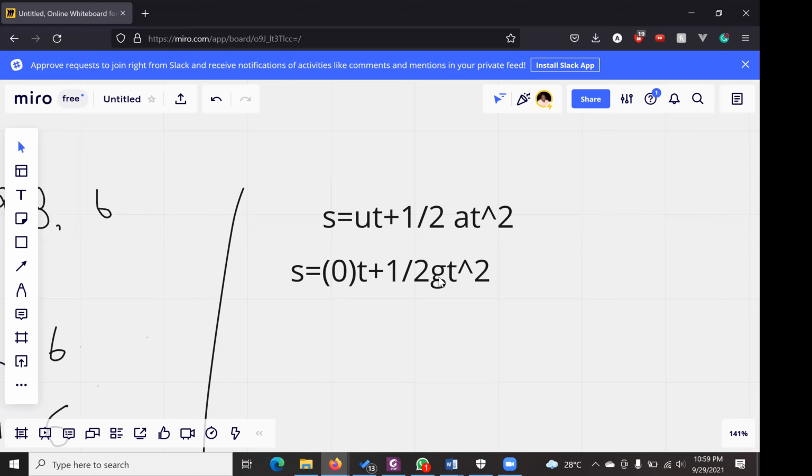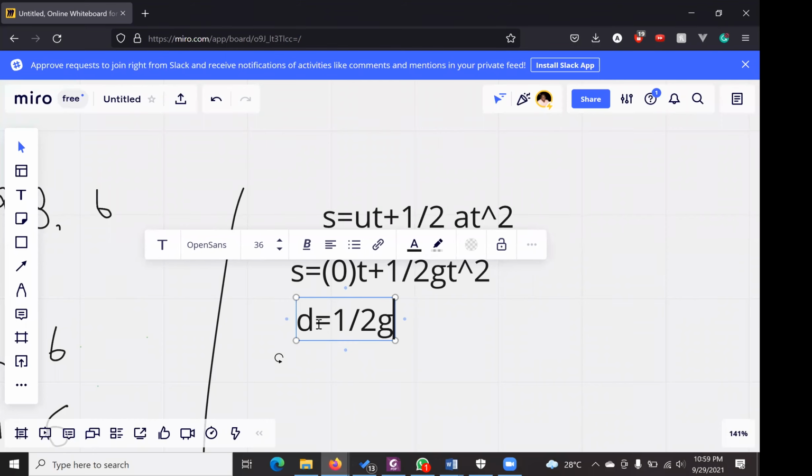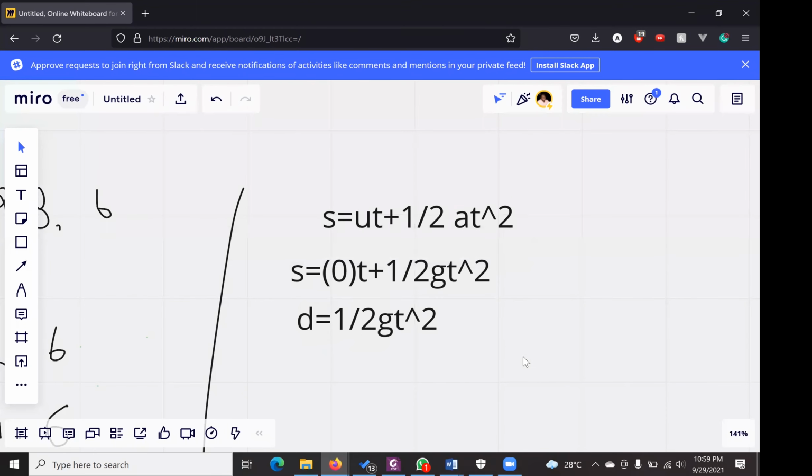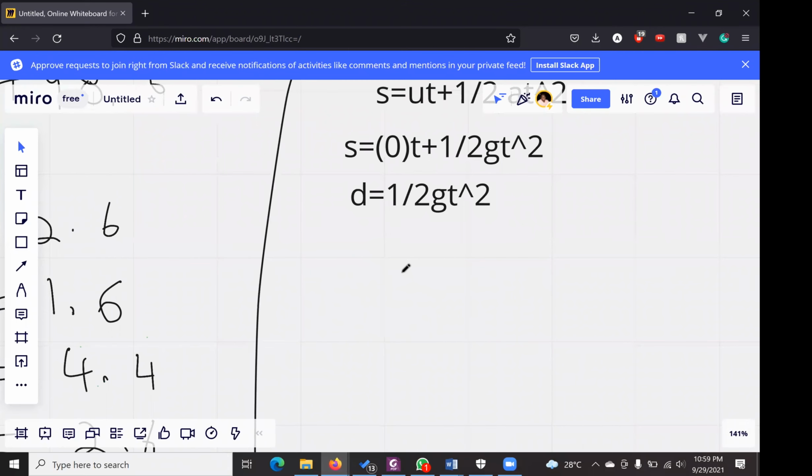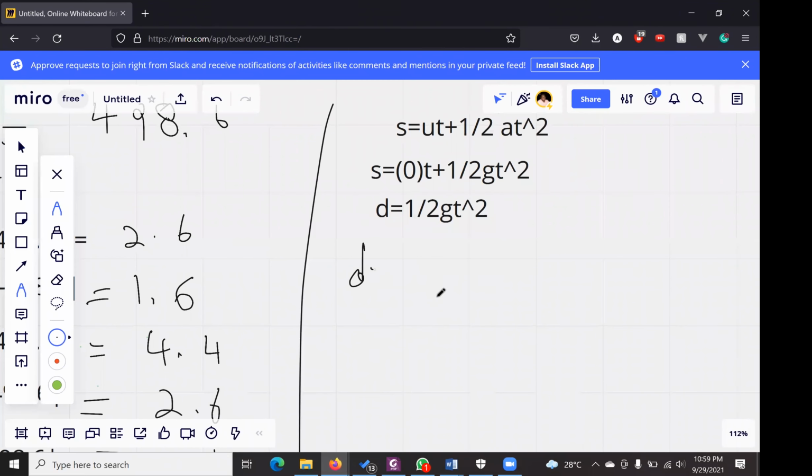Where s is distance, so we have d equal to half g t squared. To find g, we know that this is 2d divided by t squared.